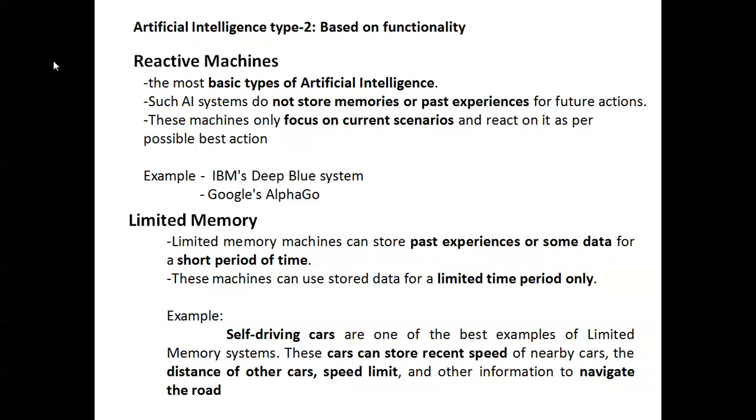And limited memory. The name itself says it's a limited memory. So they have some past experience or some data. It will work only on that period of data. For some period of time it will store the data. For example, consider a self-driving car. When the car is going through traffic, it gathers information about nearby cars: speed, car limitations, everything, and navigation of the road. So that's a limited memory.